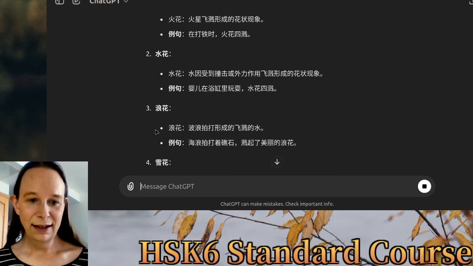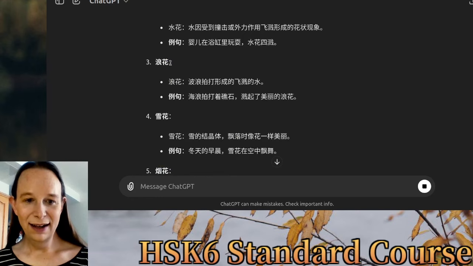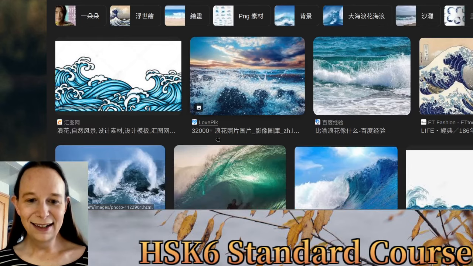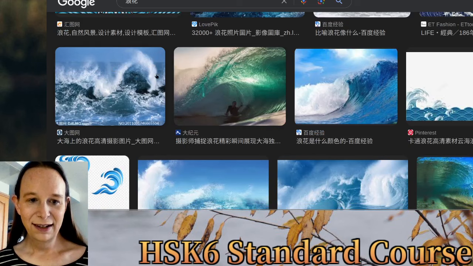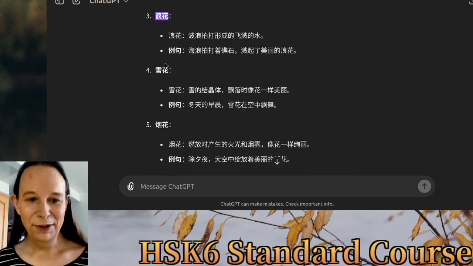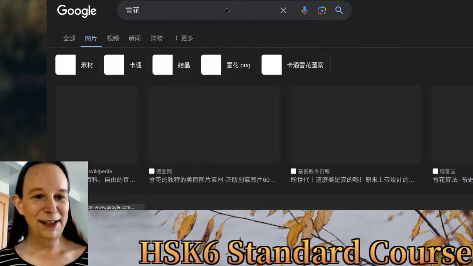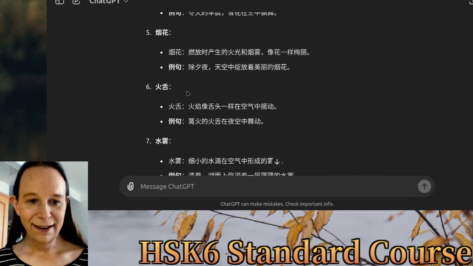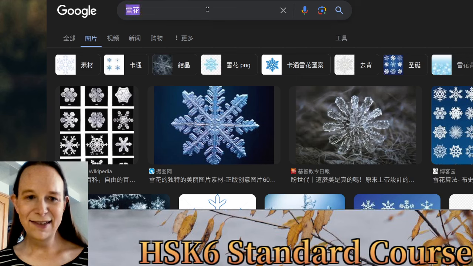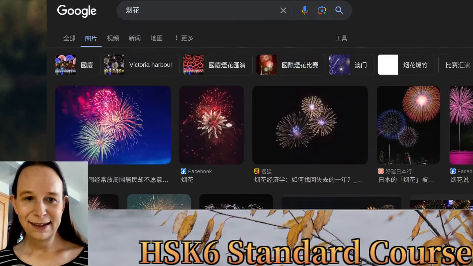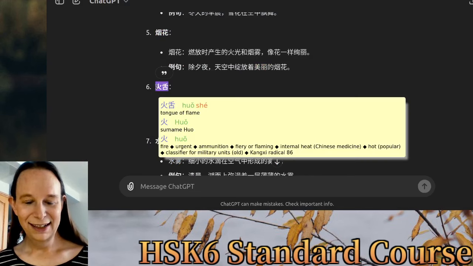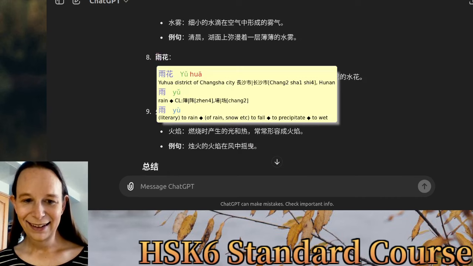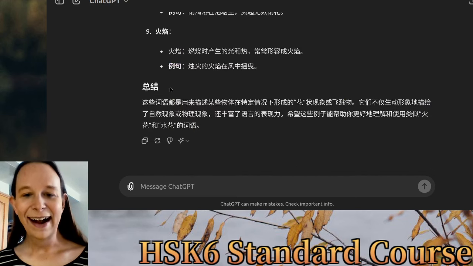火花, 水花, 浪花, spray. 浪花. So this is 波浪 de lang. So 浪花 is a spray from the ocean. This is 浪花. All right. 雪花. Ah, yeah. 雪, there's a song, right? 雪花. Snowflake. 烟花. What is this? Fireworks. I know that, don't I? 烟花. Fireworks. Oh, wow. 火舌, tongue of a flame. All right, what's this one? 余花? That's the name of a city. No, a district in Hunan. All right, it's run out of examples.